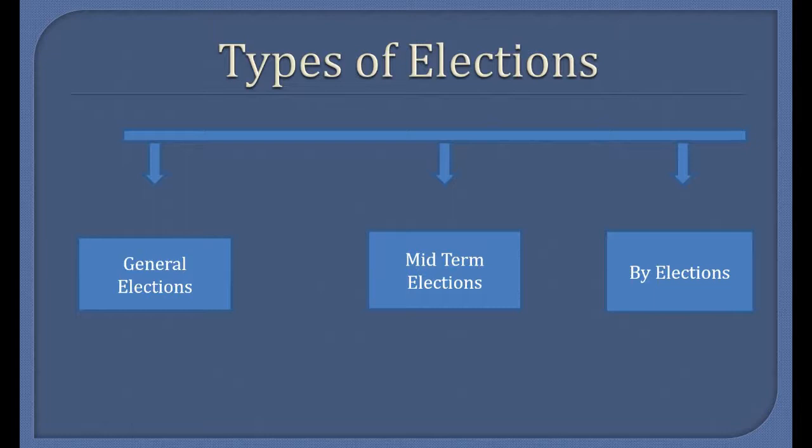So the first one that we have is the general election. The election which takes place after every 5 years is called a general election. For example, the election of the Lok Sabha, which takes place after every 5 years. After every 5 years, the new government comes into rule. The next one that we have is the midterm election.